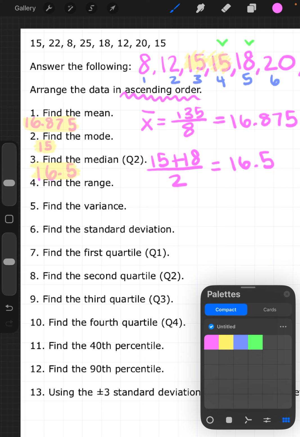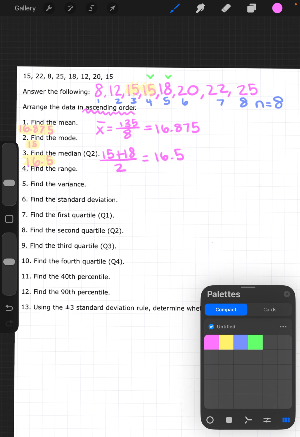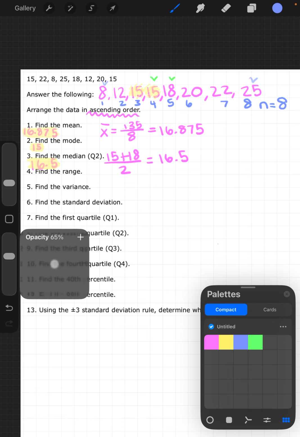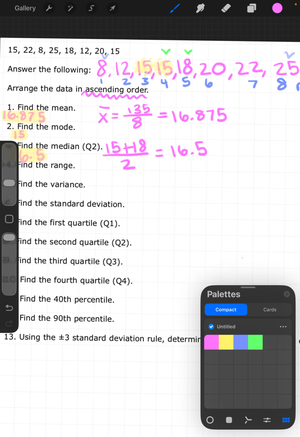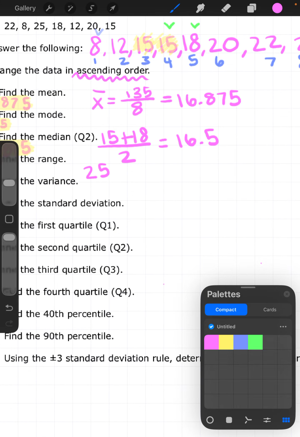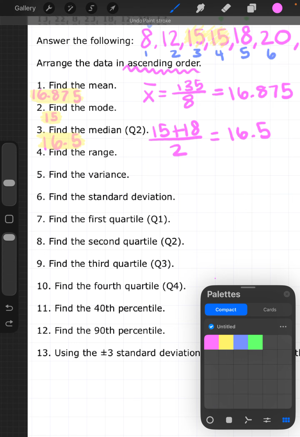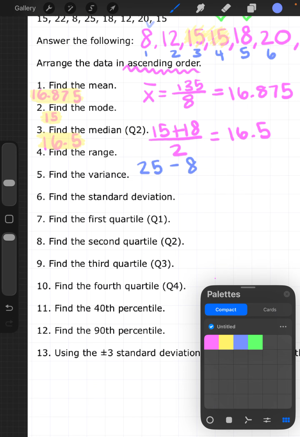And now we're gonna find our range. Our range is just the largest minus the smallest. So we have 25 and 8. 25 minus 8 is 17. So let me put that in a different color so it won't be confusing. 25 minus 8 equals 17.